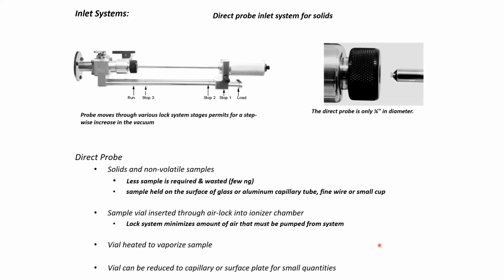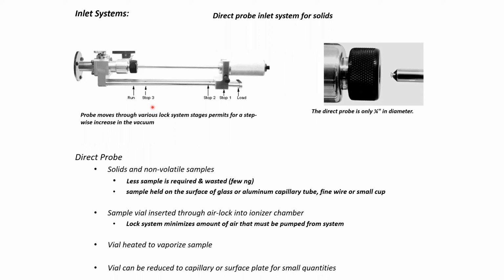Here is a direct probe inlet for solids. The direct probe is very small, and the probe moves through various lock system stages and permits a stepwise increase in the vacuum. The direct probe is for solids and non-volatile samples, so less sample is required and wasted. A few nanograms is all that is required. The sample is held on the surface of glass or an aluminium capillary tube, fine wire, or small cup. And the sample vial is inserted through the airlock and into the ionizer chamber.